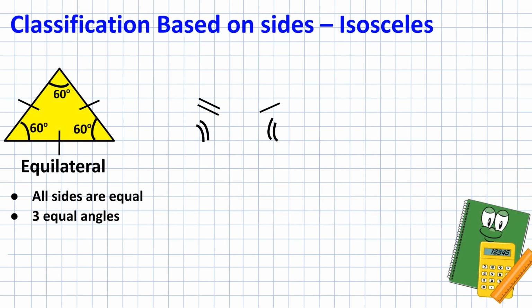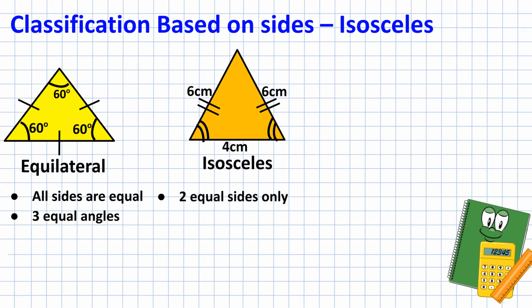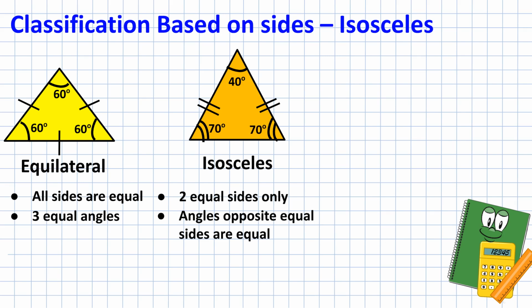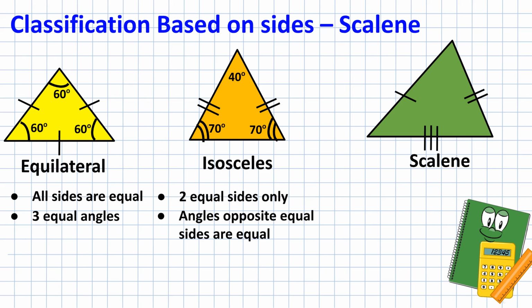Let us consider the equilateral triangle. It is a special case of an isosceles triangle because it has at least 2 equal sides. For the isosceles triangle, remember that only 2 sides are equal, and the angles opposite those equal sides are also equal. In the isosceles example shown, the 2 equal angles are 70 degrees, and the angle opposite the unequal side is 40 degrees. Moving to the third type classified by sides, the scalene triangle.